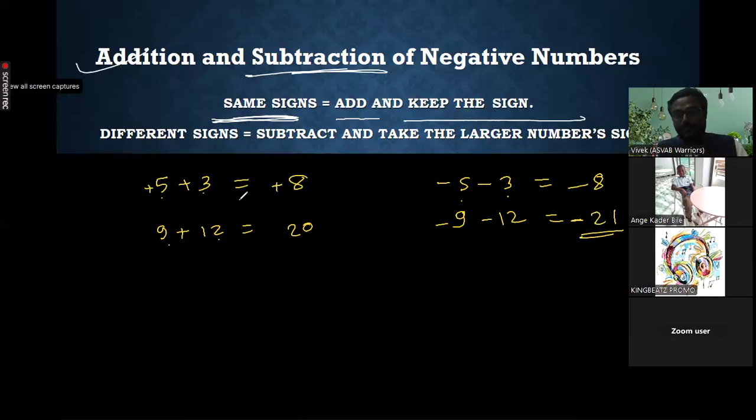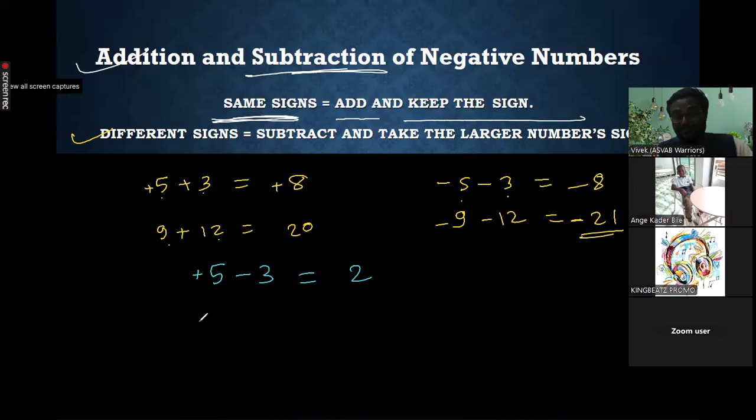Now, different signs. What I mean by that? Different sign means 5 minus 3. So 5 is a positive number, 3 is a negative number. Different signs. What will you do? You subtract the numbers and take the sign of the larger number. If they are having different signs, subtract the numbers from each other and take the sign of the larger number. So 5 minus 3 is 2, and you take the sign of the larger number, 5.